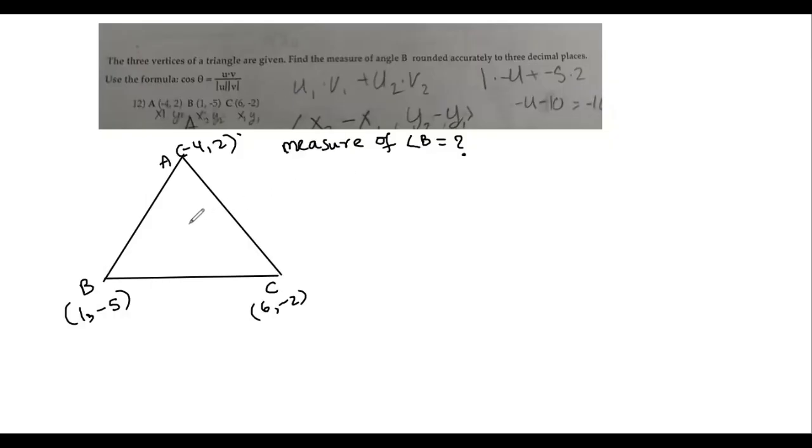Hi, here the question given is a triangle is given to you, three vertices are given. They're asking for the measure of angle B. So if you see the measure of angle B, angle B is formed between the two sides AB bar and CB bar. In the vector format, we need to take.